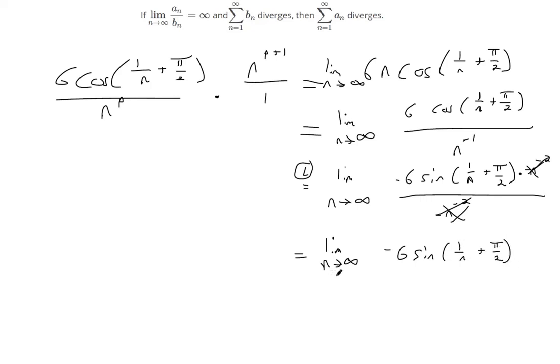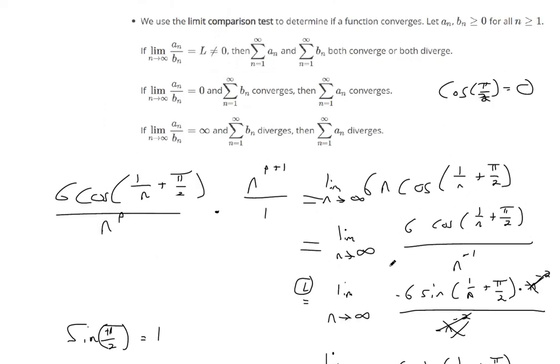And now if we evaluate the limit as n goes to infinity, 1 over n becomes 0. 0 plus pi over 2 is pi over 2. So sine pi over 2 is what we're approaching as the limit goes to infinity. Sine pi over 2 is 1. So this is negative 6 times 1. This is negative 6.